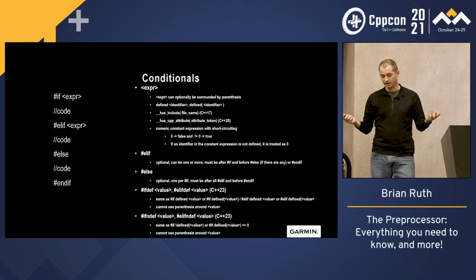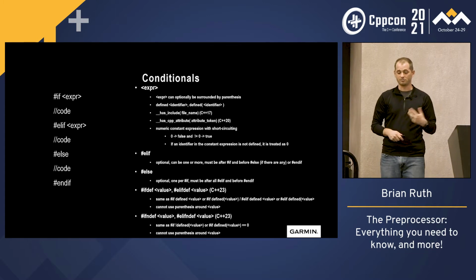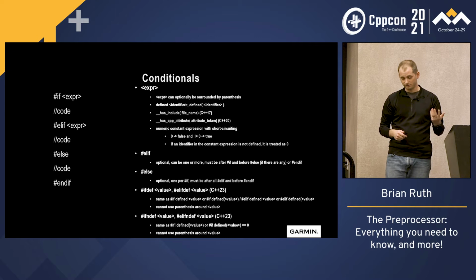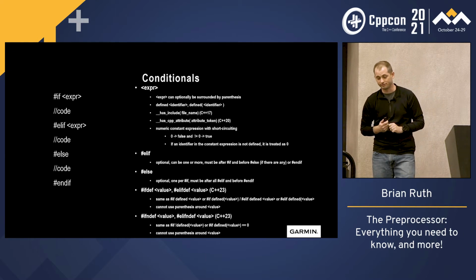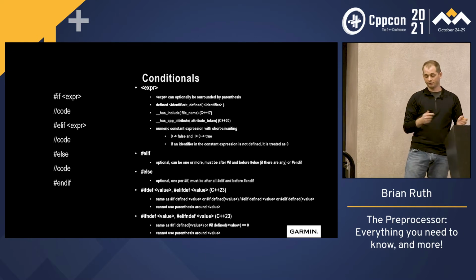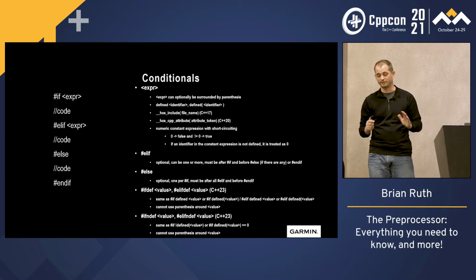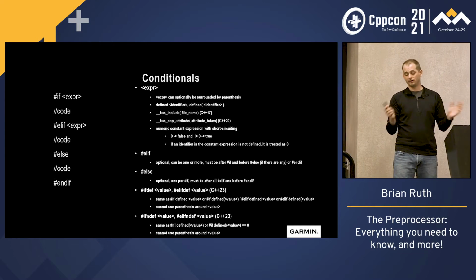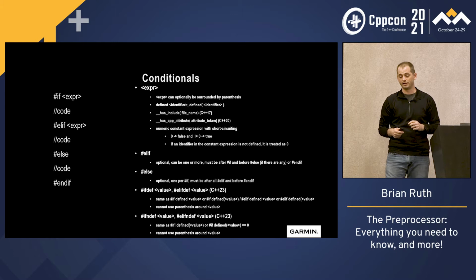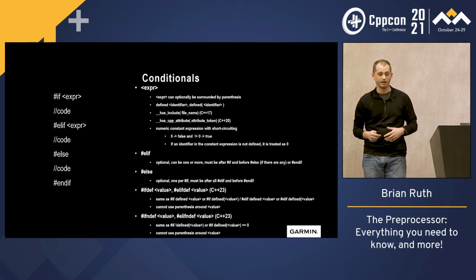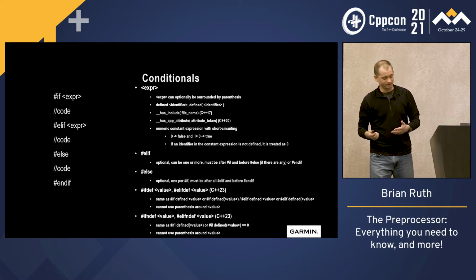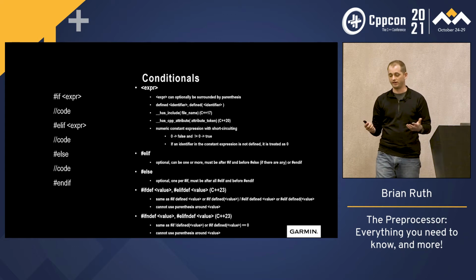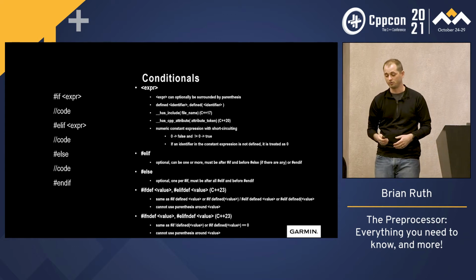So elif is just like an else with an if. That has to be after an if. Else, again, optional, but you only have one of those per if. And then there's some shorthand for the if defined and if not defined that you can use. And in C++ 23, they're proposing the elifdef and elifndef, again, just to kind of shorten things up. But these are essentially equivalent shorthands for saying like if defined or if not defined equals 0.